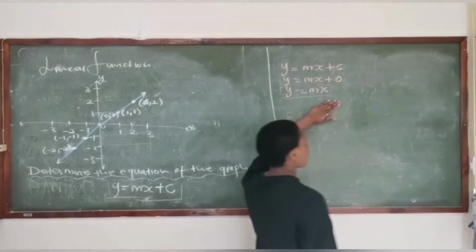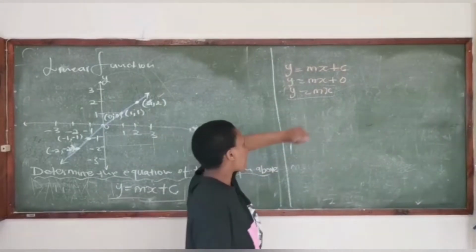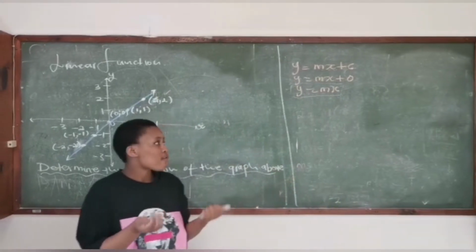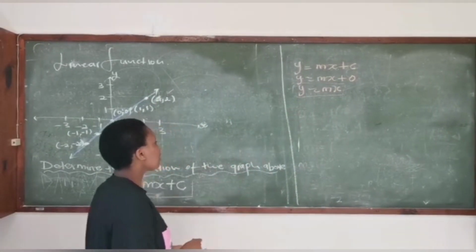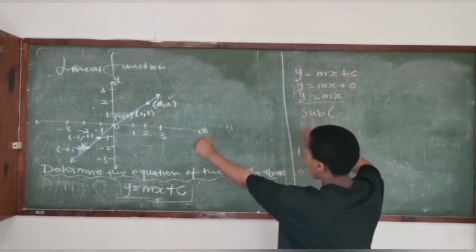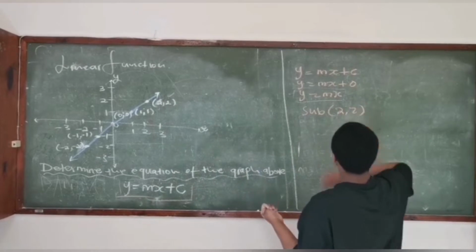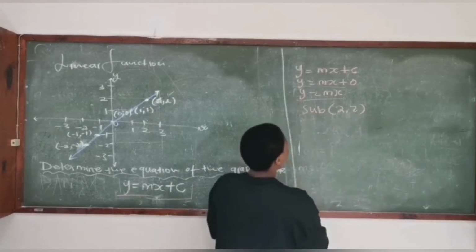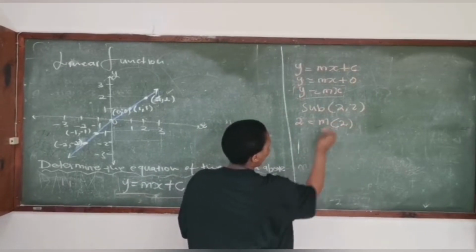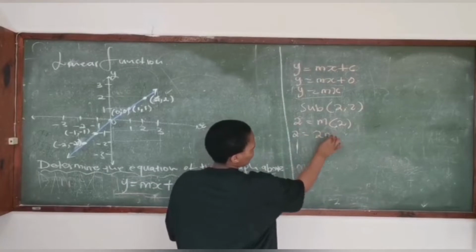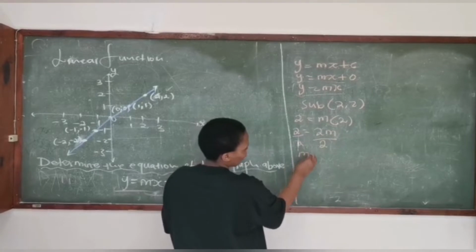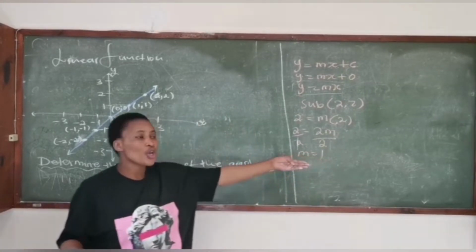After doing this, you can find your gradient by just choosing any point here and substituting, or you can use the normal formula of finding the gradient. But let's just choose any point here. Let's substitute the point (2, 2) into the equation. Now you're going to say 2 is equal to m times 2, so 2 is equal to 2m. You divide both sides by 2 because you're solving for m. So your m is equal to 1. This will be your gradient.